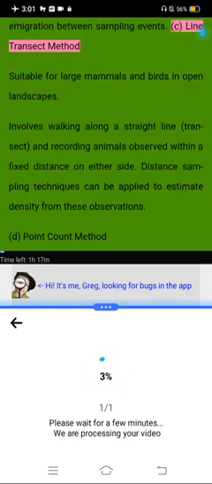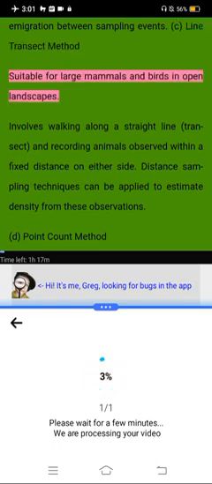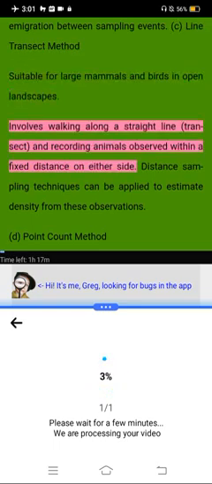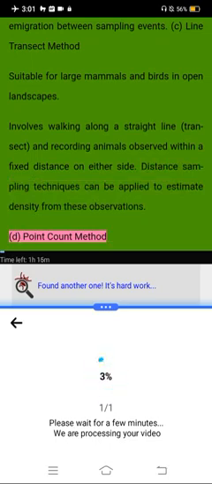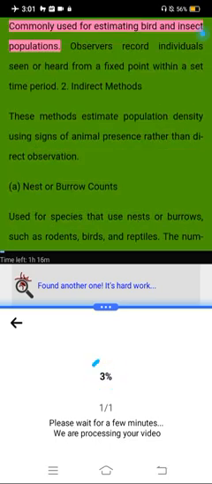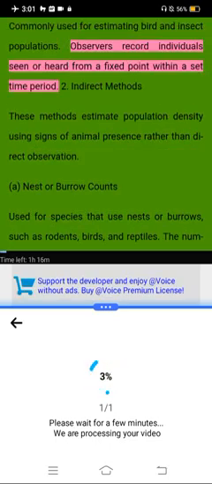C. Line transect method. Suitable for large mammals and birds in open landscapes. Involves walking along a straight line transect and recording animals observed within a fixed distance on either side. Distance sampling techniques can be applied to estimate density from these observations. D. Point count method. Commonly used for estimating bird and insect populations. Observers record individuals seen or heard from a fixed point within a set time period.